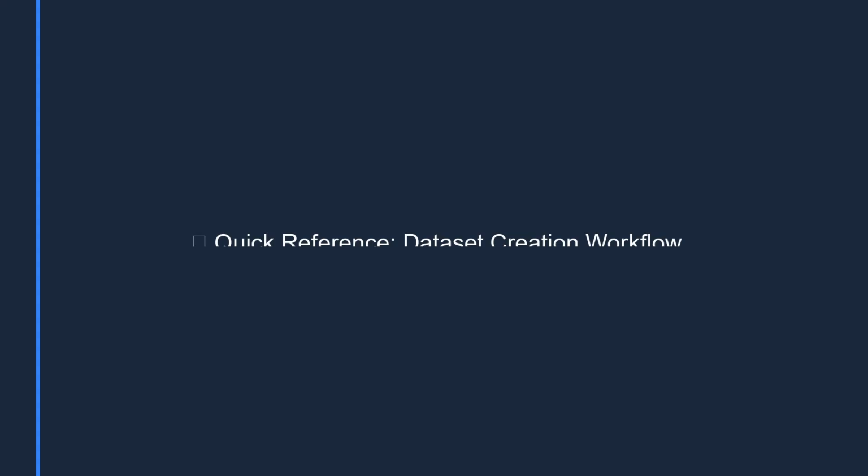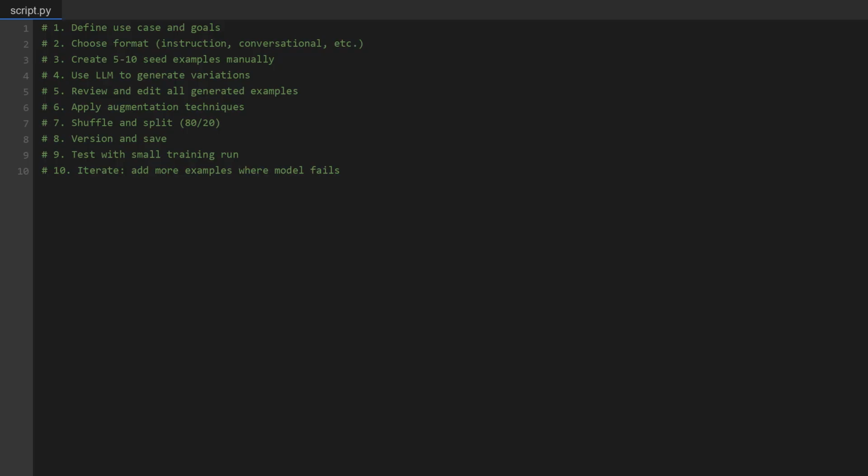Quick reference: Dataset creation workflow. Here's the complete workflow condensed into a repeatable sequence. Define your use case and goals before writing a single example. This is your North Star for every quality decision. Choose your format: instruction output pairs or multi-turn conversations. Write 5 to 10 seed examples by hand. These are your quality anchors.